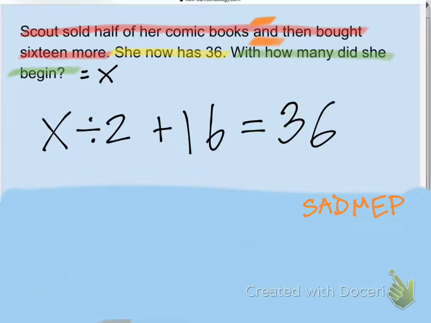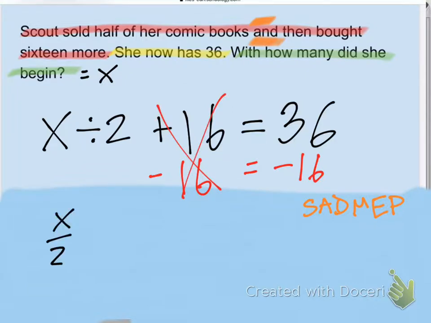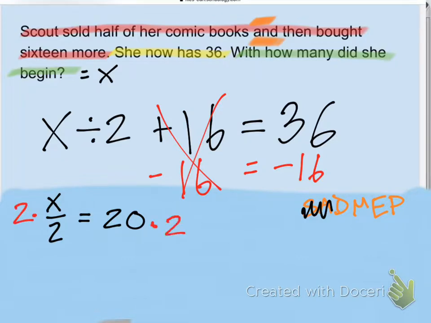SADMEP. Do we have addition subtraction? Yes. Plus 16 minus 16 equals minus 16. That goes away. I am now left with x over 2, or x divided by 2. So I've got x over 2 is equal to 36 minus 16 is 20. Perfect. No more addition subtraction. Now I've got x divided by 2, so I do the opposite. Multiply by 2. And those cancel. So I am left with x equals 20 times 2 is 40.